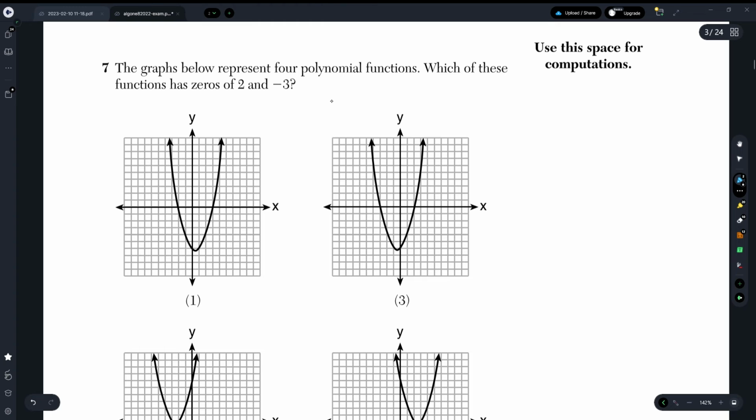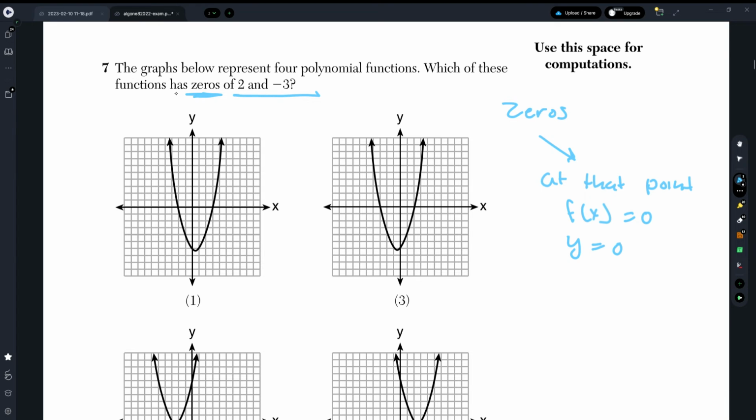Number 7 asks, the graphs below represent 4 polynomial functions. Which one of these functions has zeros of 2 and negative 3? So when a graph has zeros, all that's saying is that at that point, f of x or y is equal to 0, right? So which one of these graphs' y value is equal to 0 at negative 3? Here is 1, 2, that's wrong. Here is 1, 2, 3, that's negative 3 and it's equal to 0. And if we look here, 1, 2, it's equal to 0, so the answer is 3.